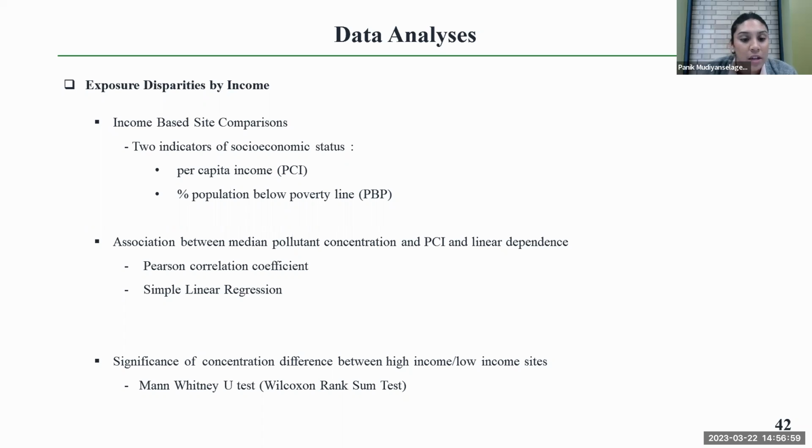And then next we did a non-parametric test, and this was done after studying past literature, and we were hoping to see the significance of the difference in concentration between groups of high income sites and low income sites. So what we did was we took the median income and separated every site: above that, we're going to group as high income, and below that median as low income, and then observe the concentrations of those two groups.